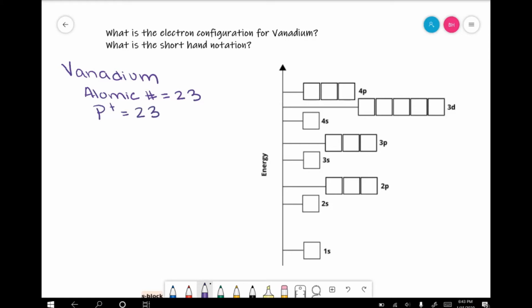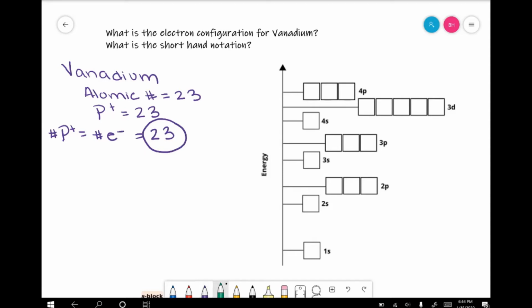Now, since this does not say that vanadium's an ion or anything like that, we're going to assume that vanadium is neutral. So if it's neutral, then the number of protons will equal the number of electrons. Therefore, the number of electrons is 23. So I am going to be putting 23 electrons into my orbital energy diagram.